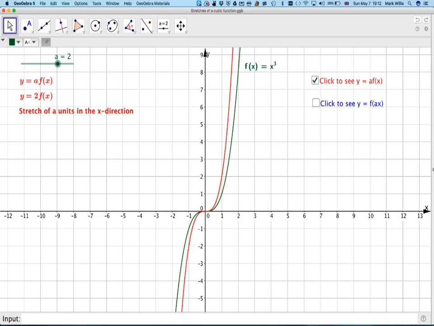For example, if I was to make a 4, which I can do with this, fine tune it. Okay, so for example, this point is 1, 1. Now it moves to 1, 4. So the y coordinate changes by 4. So you need to multiply the y coordinates by 4. That's what you do in this type of thing when the letter is in front of the function. Right, so I'm just going to unclick that one, put this back on 1.